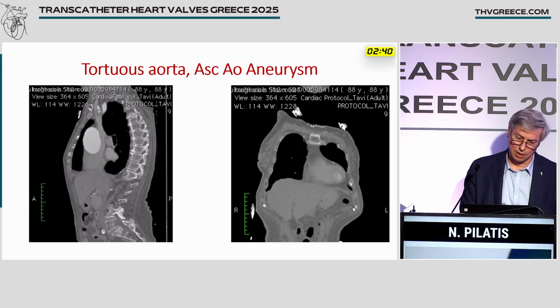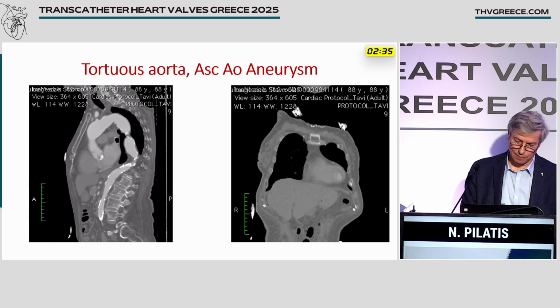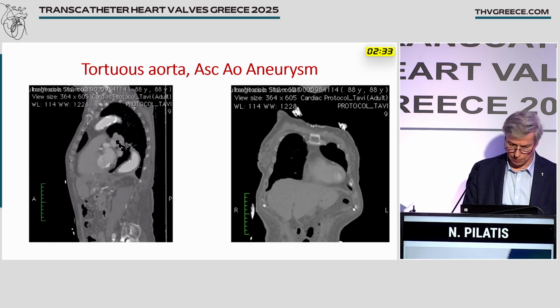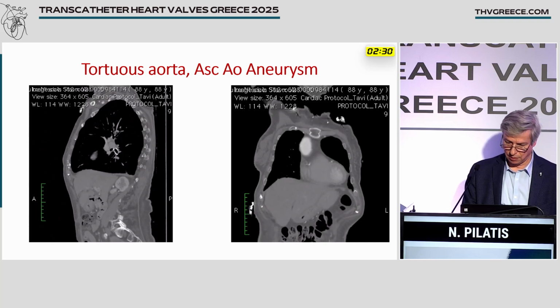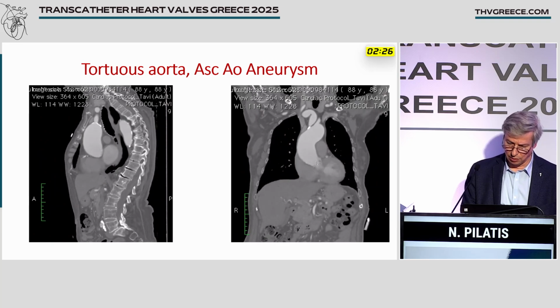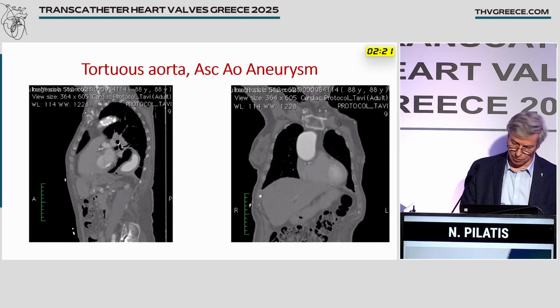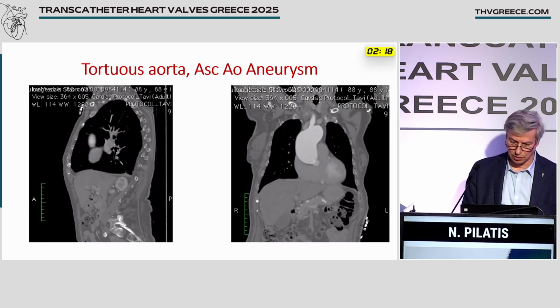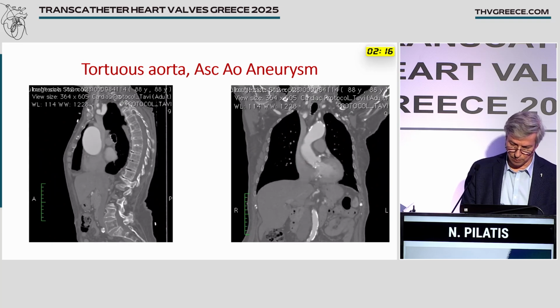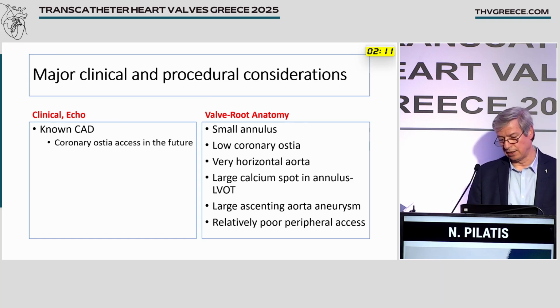Also, you can see that the aorta is very tortuous, as you can see here and here. And the heart is very horizontal, so you have some difficulties here. Tortuous aorta, ascending aortic aneurysm, horizontal heart, and you have to plan this case. So you have to put a valve in a patient with a small aortic annulus.